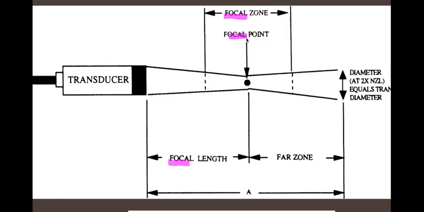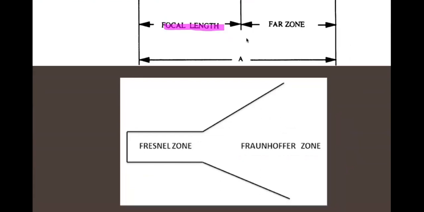And then there is the far zone. And so now I'm going to give you guys some AKAs. Okay, the focal point, it's also called the focus. So go ahead and write that down. The focal length area is also called the near zone, the near zone length, the near field, or the Fresnel zone. So these are all AKAs.